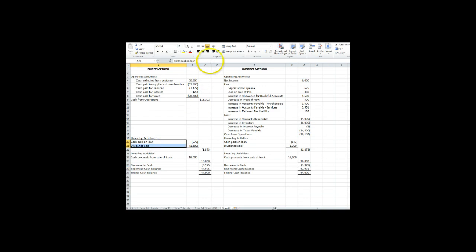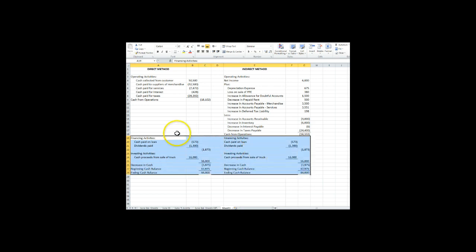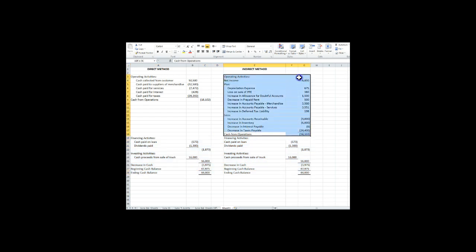And then financing activities, I have these two, cash paid on the loan, dividends paid, and then the investing activity, cash proceeds from the sale of truck. So I net the three activities, I get a decrease in cash, add that to the beginning balance, and this ending cash balance, I should see that on the balance sheet. Now, the indirect method, what I want to point out, look at all this at the bottom. It's identical. So financing and investing activities, those all get reported exactly the same way. It's this cash from operations that's different.